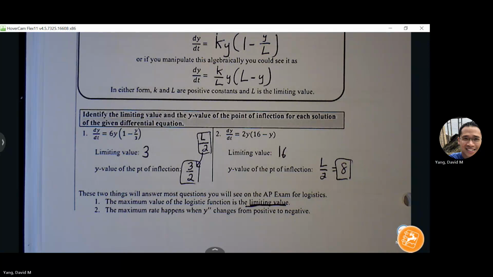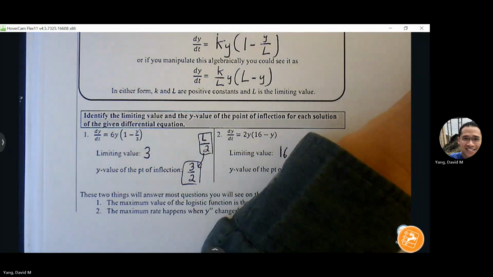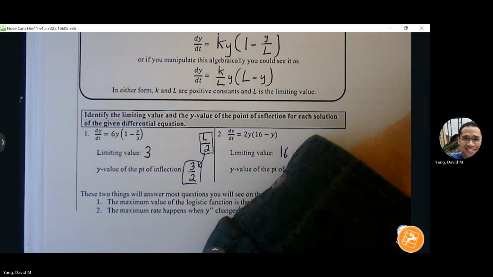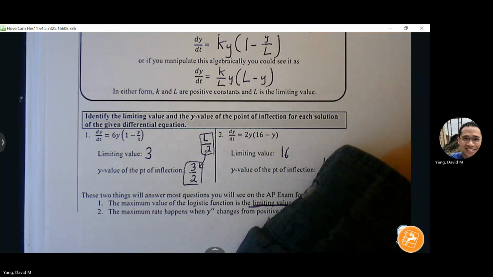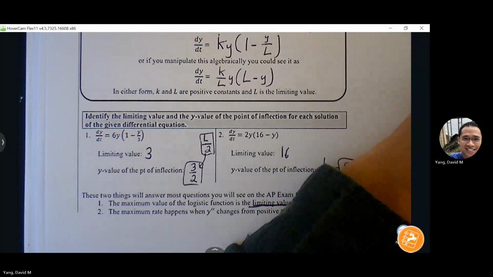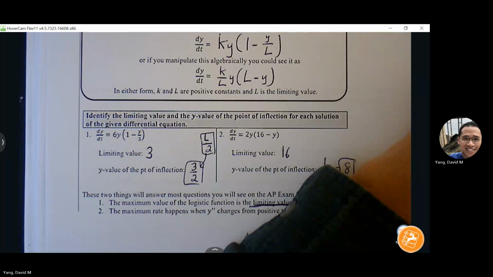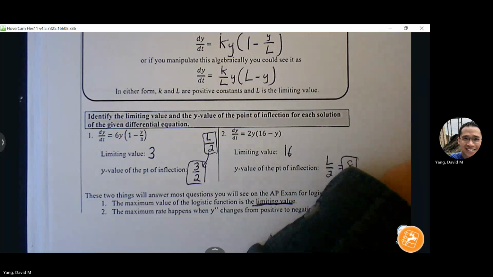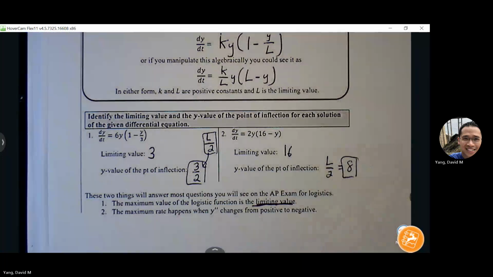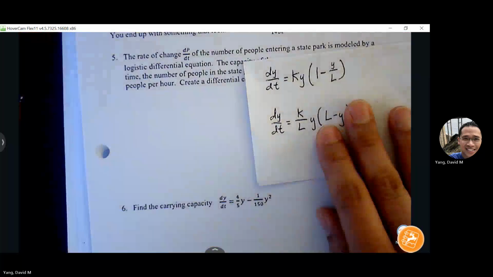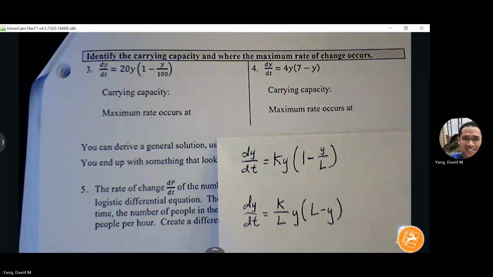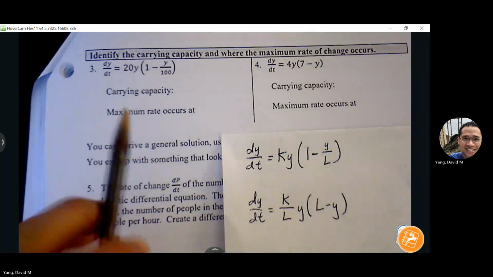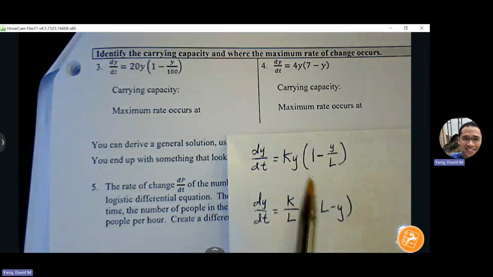Okay, let's try 3 and 4. And number 3 looks like the first formula there.